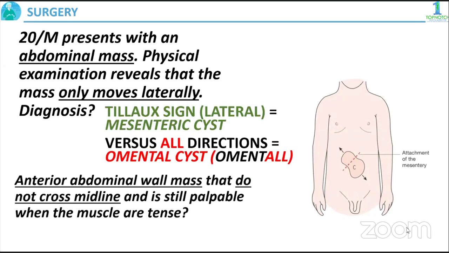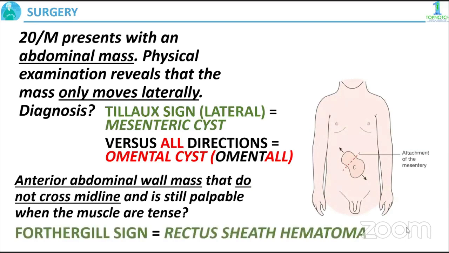For abdominal wall masses, also, we have an anterior abdominal wall mass that does not cross midline and is still palpable when the muscles are tense. We have the Fothergill sign or the rectus sheath hematoma. So the Fothergill sign, you palpate the mass, you ask the patient to sit up. If the mass is still there, it means that the mass is in the abdominal wall. Right? Most likely in the rectus sheath, most probably from a hematoma.